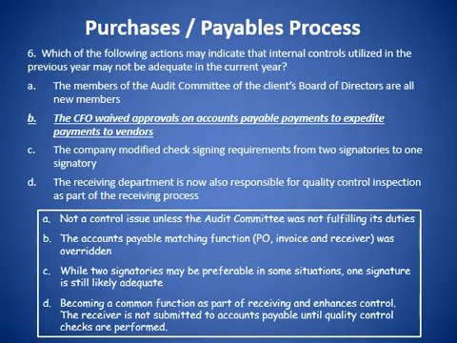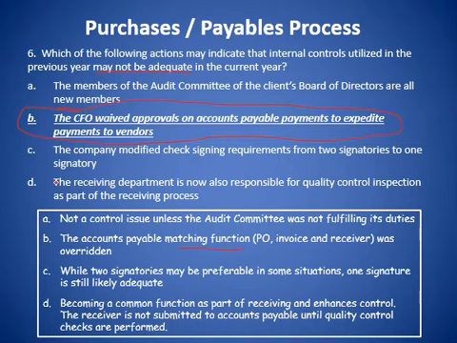Okay, and let's take a look at the answer to question number 6. Which of the following actions may indicate that internal controls utilized in the previous year may not be adequate in the current year? So we take a look at each one of these, and the answer would be B. The CFO waived approvals on accounts payable payments to expedite payments to vendors. And what we're really saying is that the internal control regarding the accounts payable matching function is being overridden by the CFO. So that means that internal control was not actually functioning.